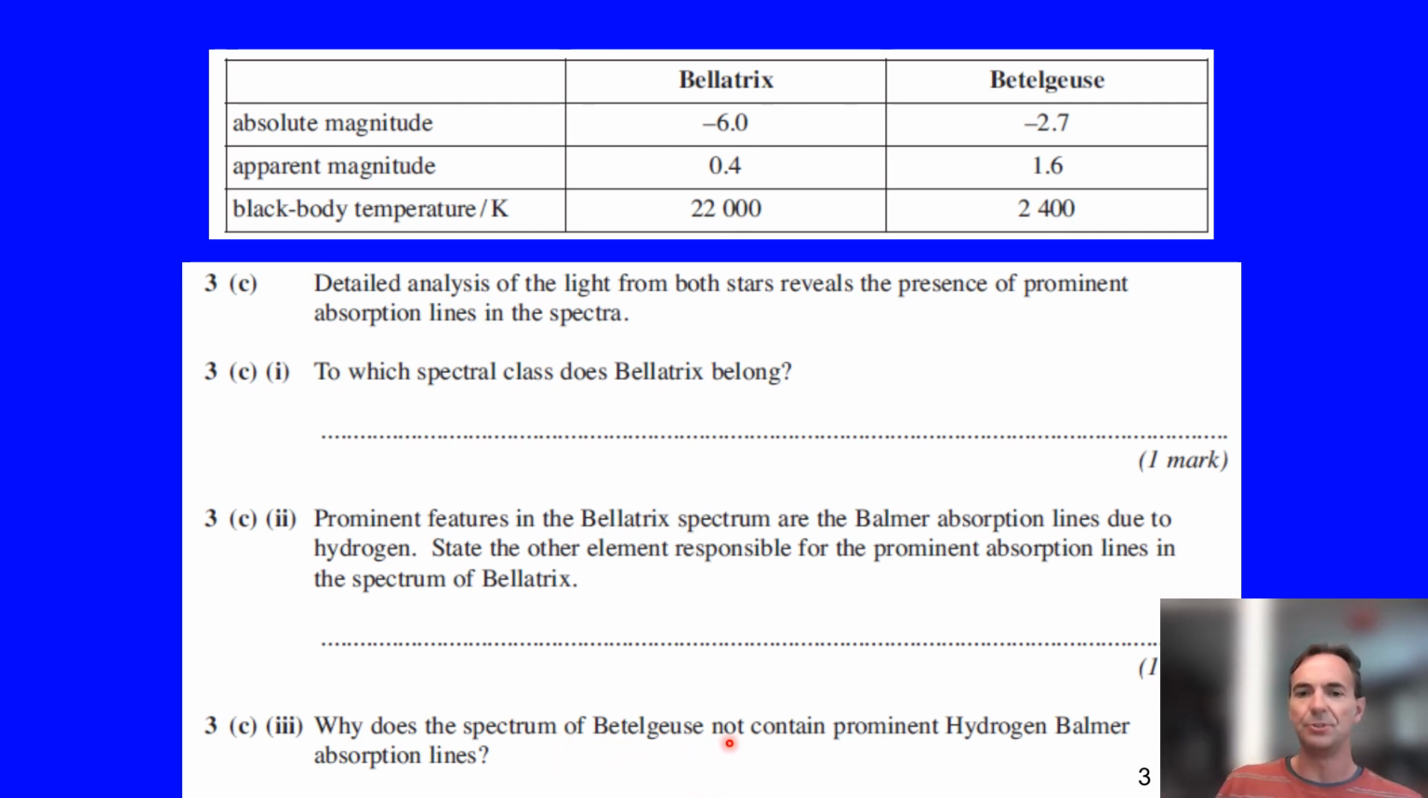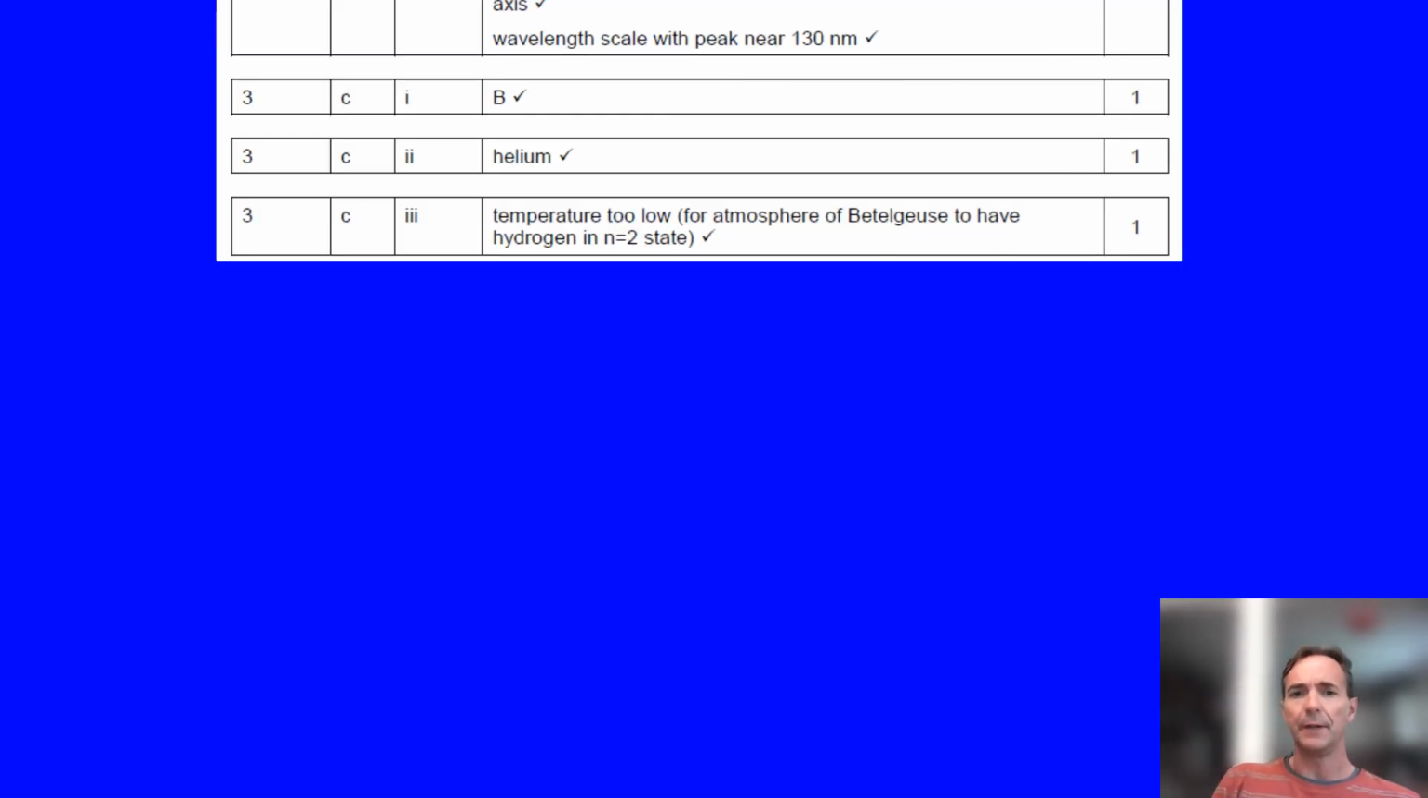Why does the spectrum of Betelgeuse not contain prominent hydrogen Balmer absorption lines? So Betelgeuse here, you can see, is much, much cooler. Now you have to give the right reason why you don't get prominent hydrogen Balmer absorption lines, because it's much too cool, therefore electrons cannot, and it's giving you a 3-mark answer for that as well. So that's a really good question. You want that to come up if you've revised hydrogen Balmer lines, because I know a lot of students won't. And there it is, B, helium, and of course the temperature is too low to get to hydrogen in that state.